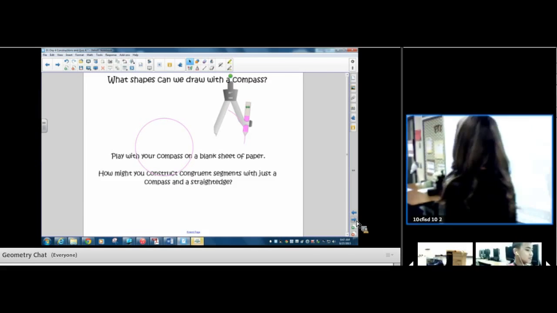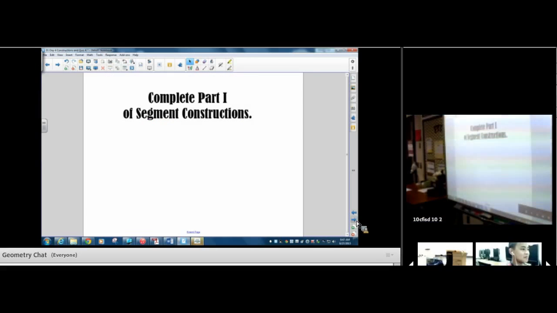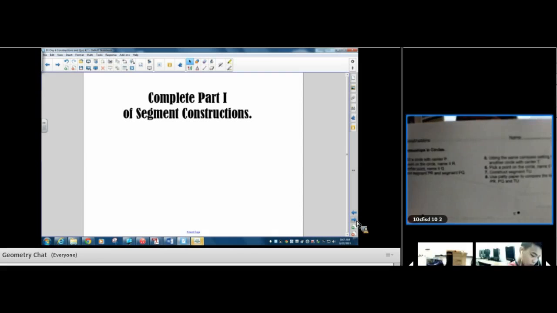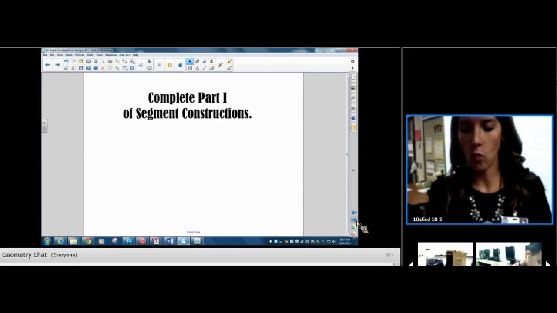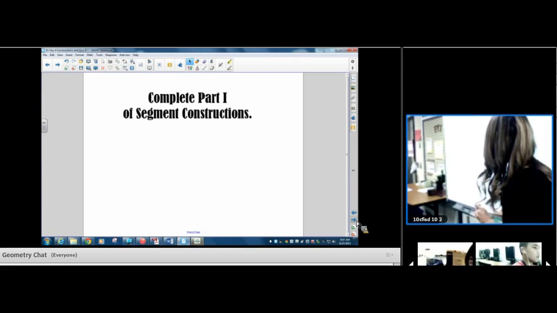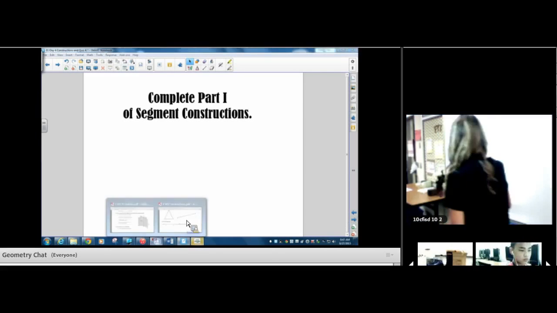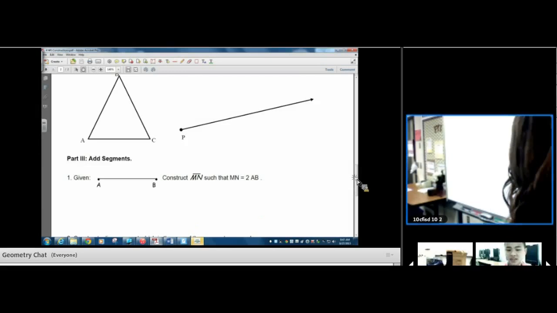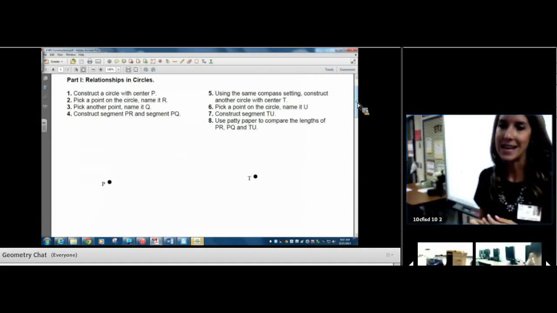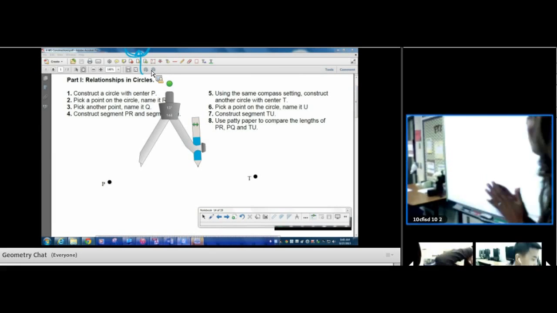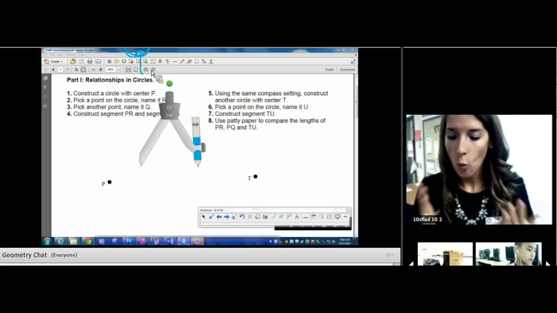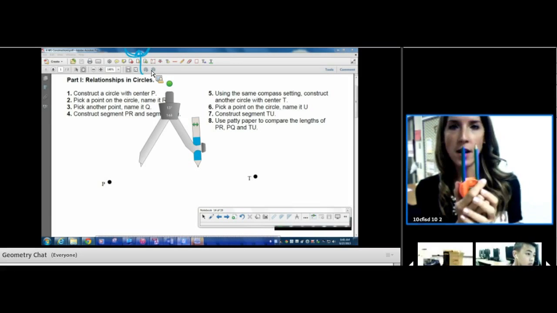So on your practice, it looks like this, segment constructions. I want you to complete part 1. Let me show you what it looks like. Part 1 says to construct a circle with center P. Alright, so if we wanted to construct a circle with center P, what would we need to put on point P?